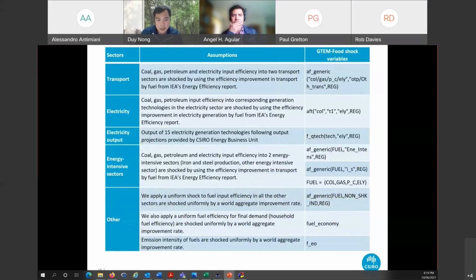Lastly, apart from the agriculture sector, we also have fuel efficiency and input efficiency applied to many other sectors, like the transport sector, electricity generation sector, energy-intensive and other sectors, for example, fuel efficiency for final demand. And we also have the electricity output projection for 15 electricity generation technologies, following the database provided by our own energy unit.